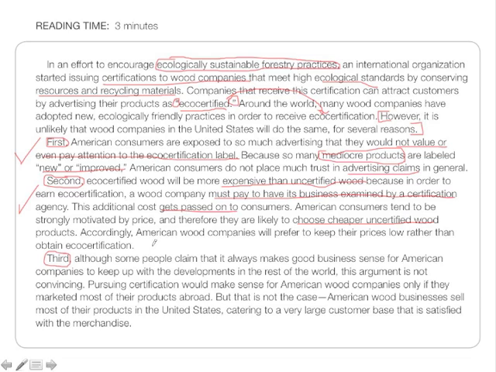And then point number three, we think about the idea of making good business sense for American companies to keep up with developments. This may not necessarily be convincing. Certification might make sense for wood companies only if it marketed most of their products around the world, but that's not the case. Most American companies sell their products in the United States. So in their third idea, the idea here is that even though it seems like a good idea for the rest of the world, the truth is most American companies sell their products in the United States.